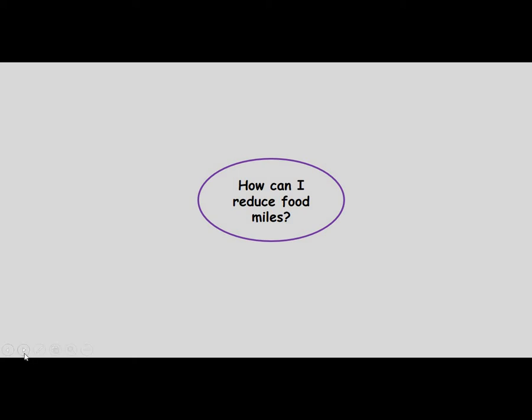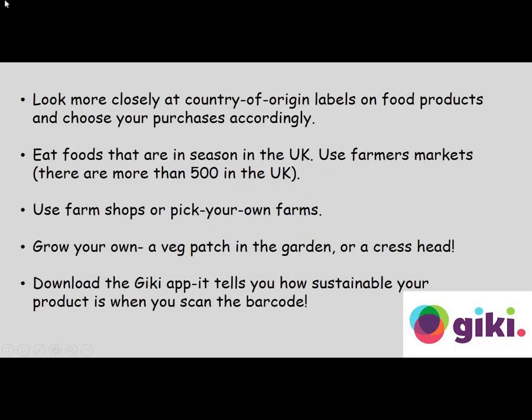Okay, so just to finish, here's a couple of ideas. We could look more closely at the country of origin labels on food products. When you're buying things in the supermarket, it will always tell you by law somewhere on the label the country that it was produced in. So Anchor butter, for example, versus Kerrygold butter. Anchor comes from New Zealand, Kerrygold comes from Ireland. Much less food miles. Eat foods that are in season in the UK and use farmers' markets.